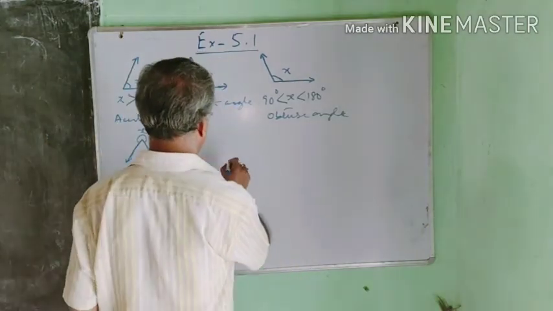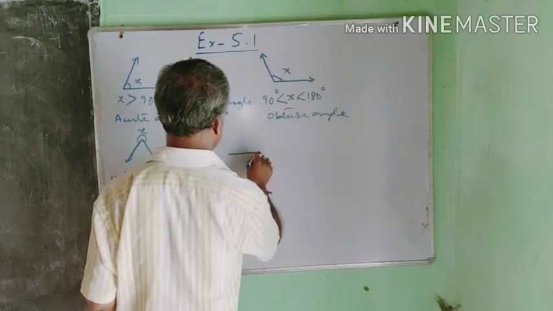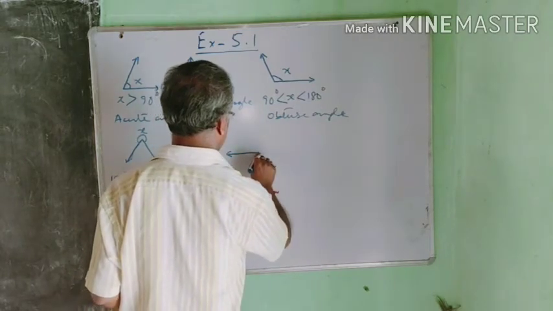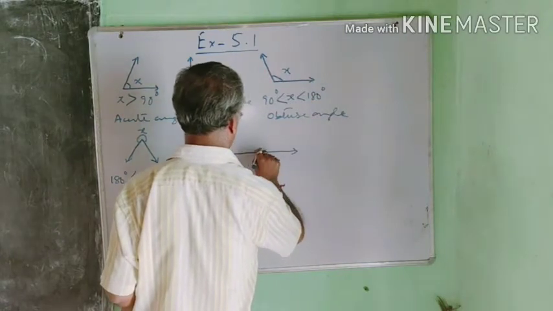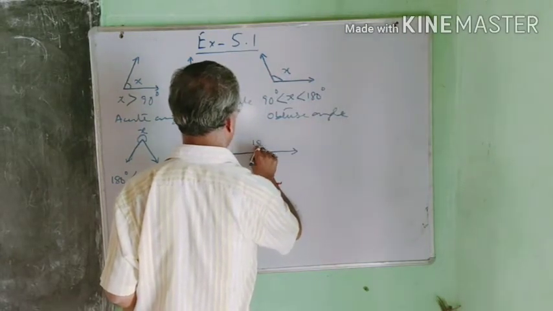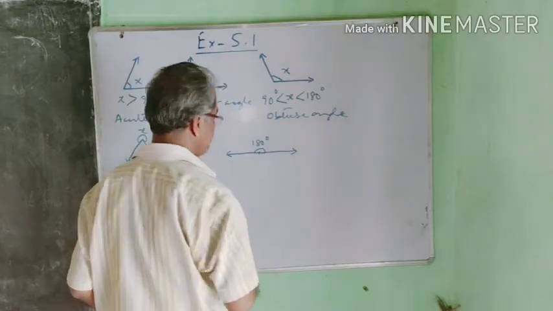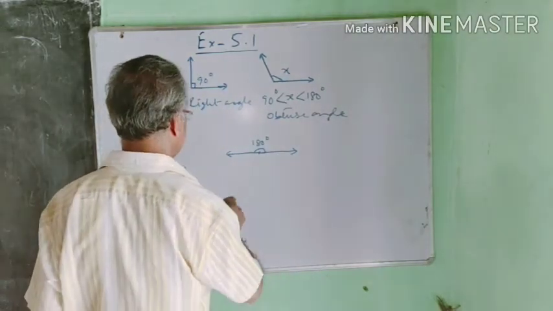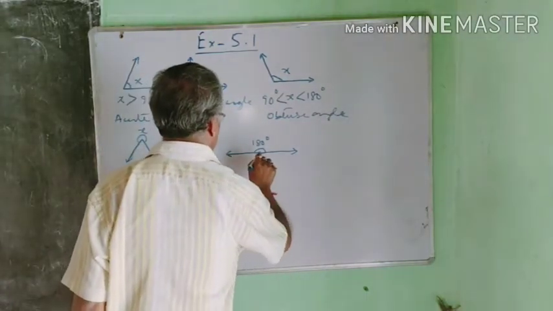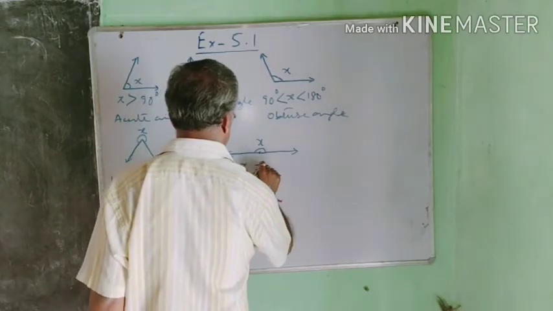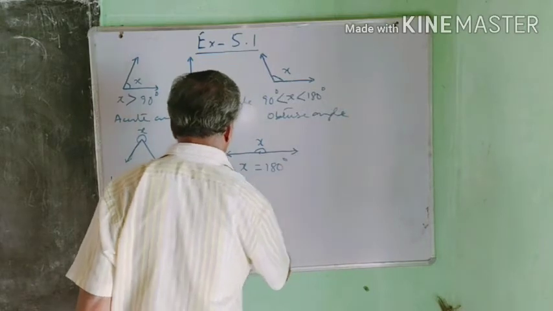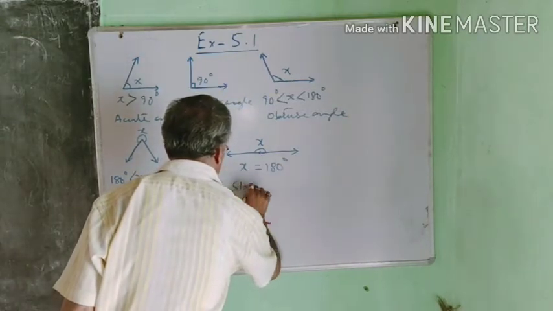And if an angle is equal to two right angles, that is 180 degree, then such an angle is called straight angle.